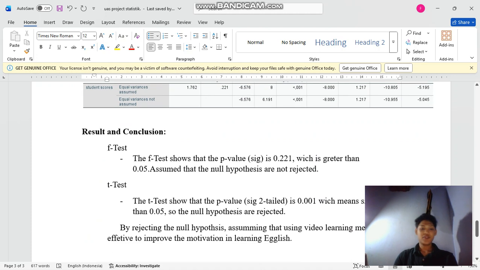So the conclusion is, by rejecting the null hypothesis, we can assume that using video learning media is effective to improve motivation in learning English. Well, that is my explanation for today.